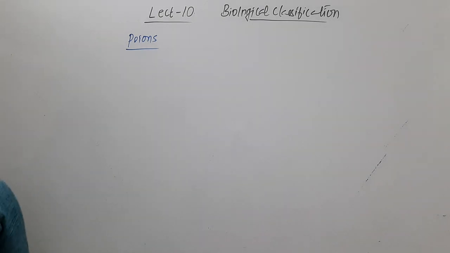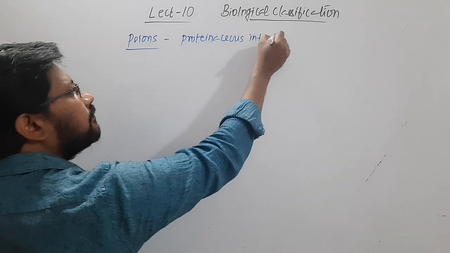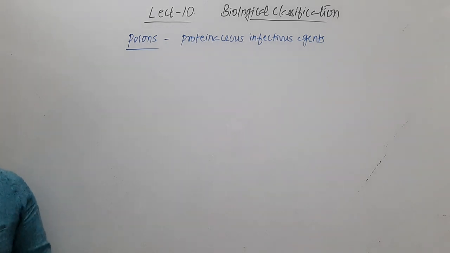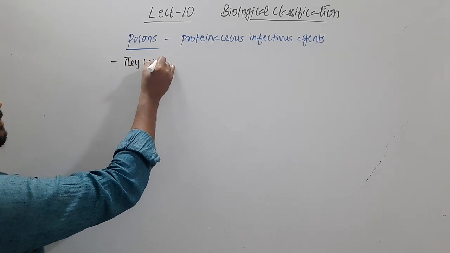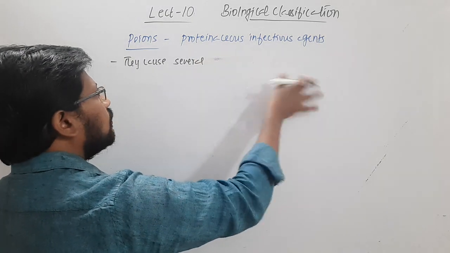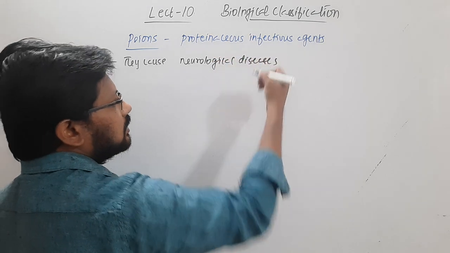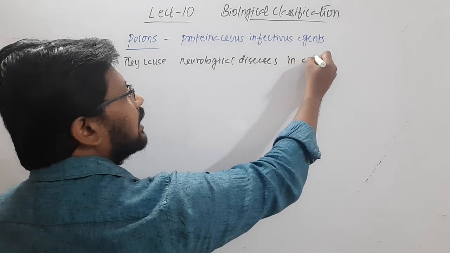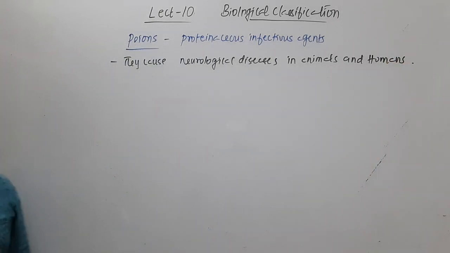So the next one, prions. These prions are proteinaceous infectious agents, and these cause several neurological diseases in animals and humans. Neurological diseases means those concerned with the nervous system. So they mainly attack the nervous system. So they cause neurological diseases in animals and also humans.